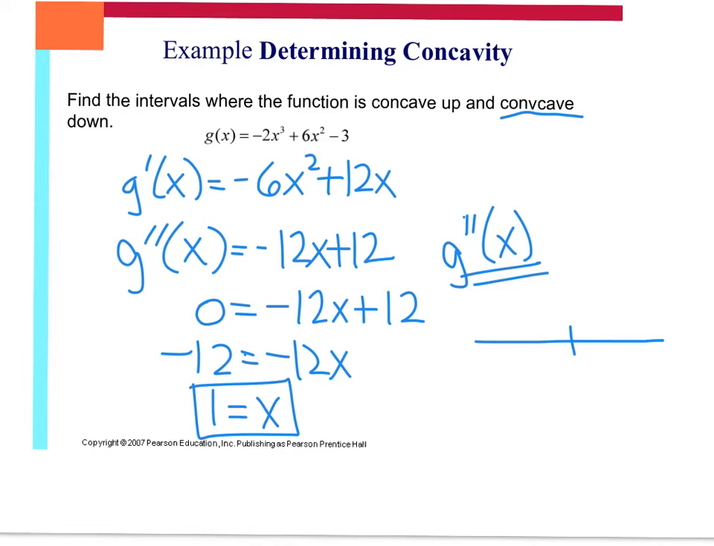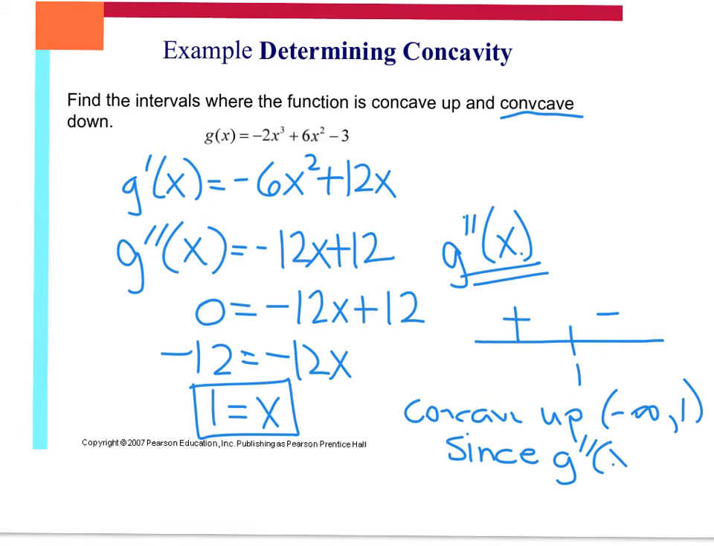What am I doing here again? So 1 is the critical point where the second derivative is 0. So if I plug a point less than 1 into the second derivative, let's say 0, I get a positive number. If I plug in a number greater than 1, like 2, I get a negative number. So we can say the graph is concave up on the interval from negative infinity to 1, since, this is your justification, the second derivative of g of x is greater than 0.